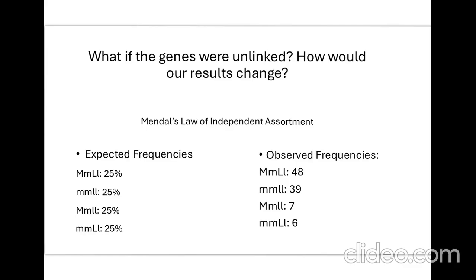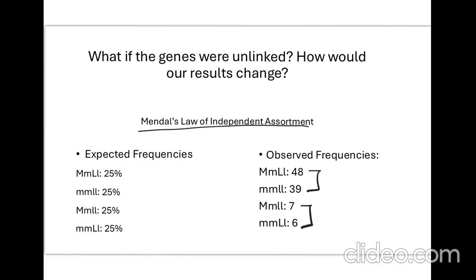So far, we have determined that the genes for memory ability and learning ability are linked because we observed more parental phenotypes than recombinant ones. But what if the genes were unlinked? How would our results change? To understand this, we need to recall that unlinked genes follow Mendel's law of independent assortment. This means that during meiosis, the alleles of one gene separate independently of the alleles of the other gene.